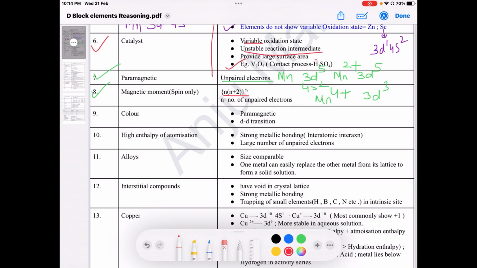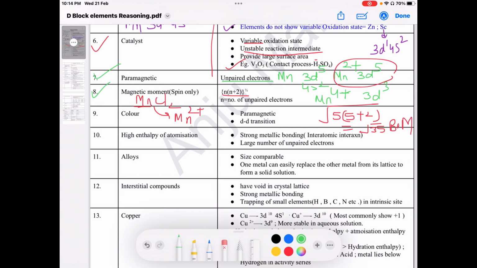Suppose we calculate the magnetic moment of manganese in MnCl2. We have a compound MnCl2 and you have to calculate the magnetic moment for manganese here. In MnCl2, manganese is divalent, Mn2+. Mn2+ has 5 unpaired electrons, so n here is 5. So it becomes 5 into 5 plus 2. 5 plus 2 is 7, 7 into 5 is 35 Bohr magneton, BM.